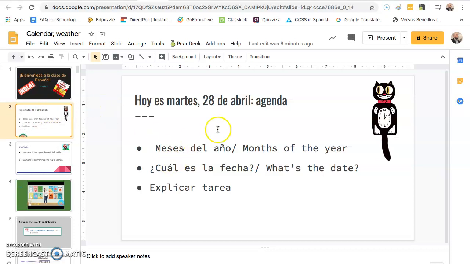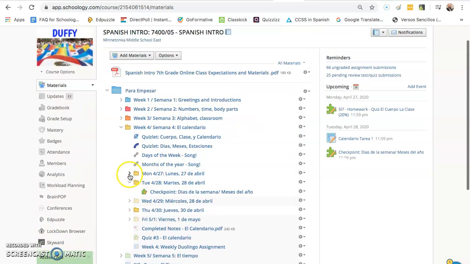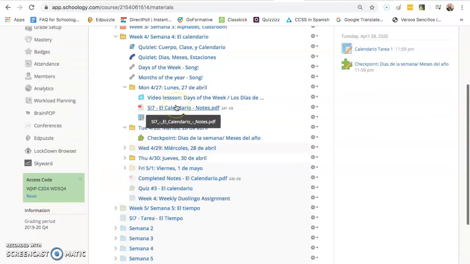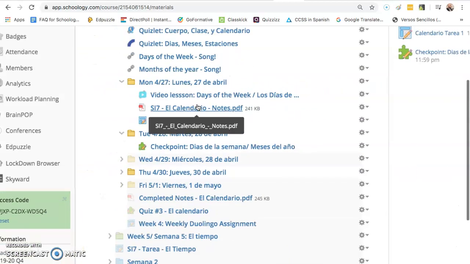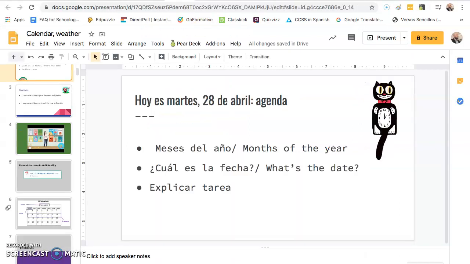Esta semana vamos a hablar de el calendario. And you will be working on the same notes as yesterday. These notes here are called el calendario notes. Alright? So you just need to open them from Schoology. And actually you already have them in your Notability. So just open them in Notability and let's get right to work.